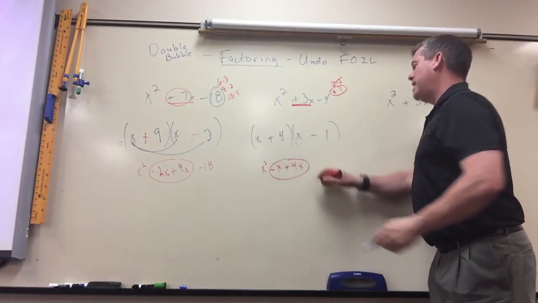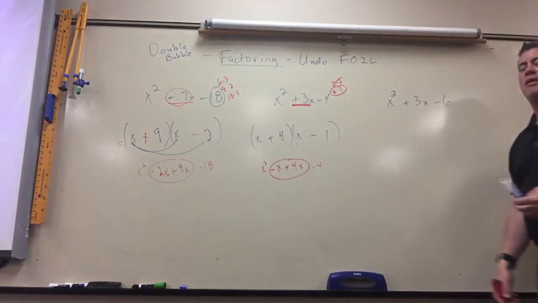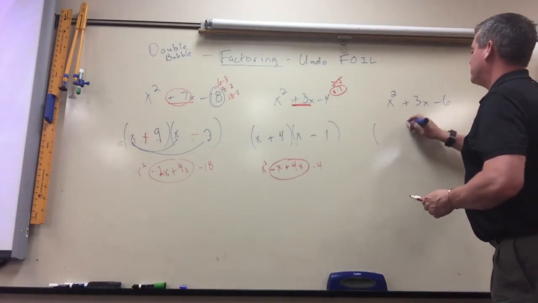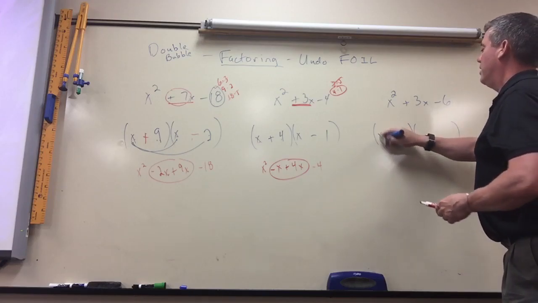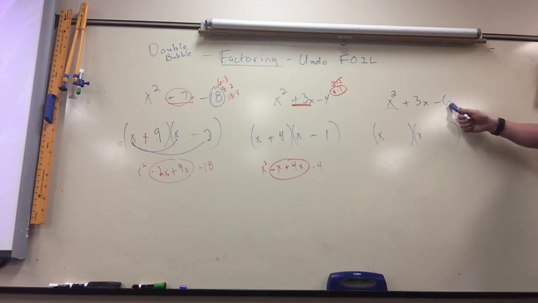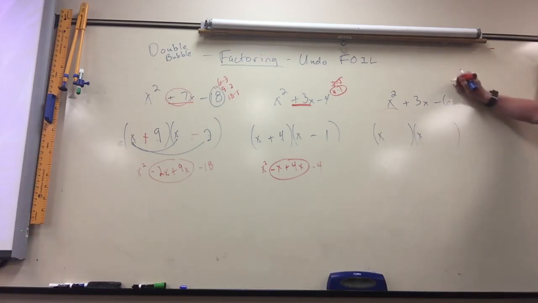And last times last is negative 4. Okay, x times x is x squared. To get a 6 again, a lot of times they use the same numbers over again. So that's why once you do a bunch of these, they get easier and easier because you just recognize them. We could have 6 times 1.